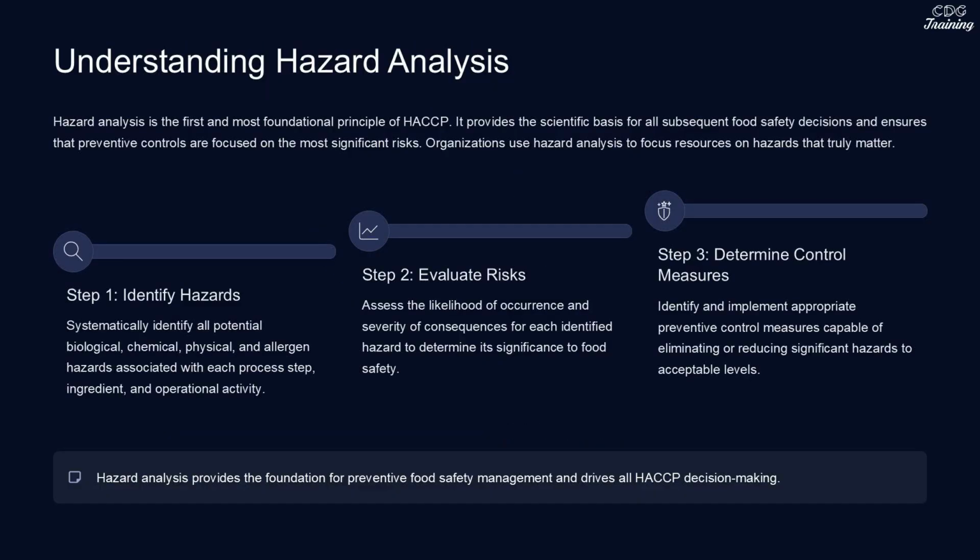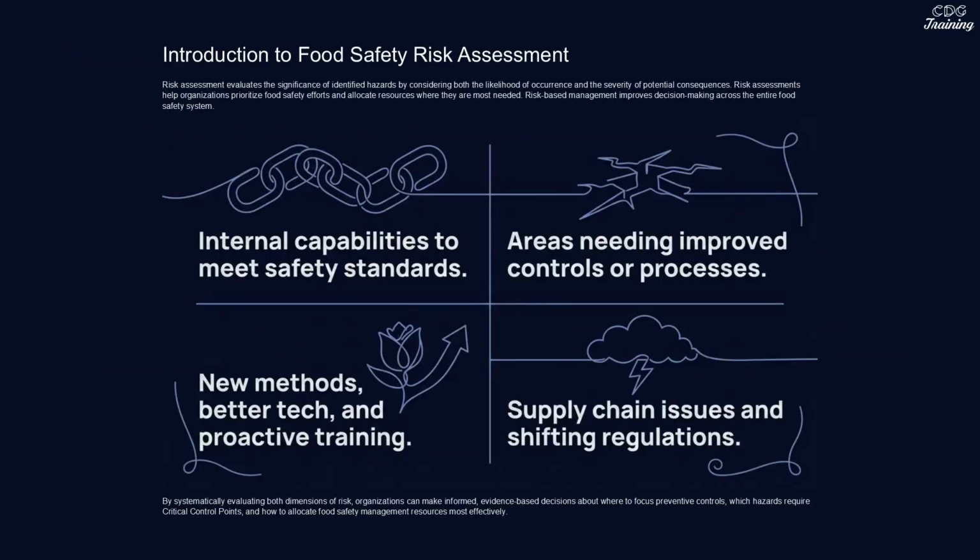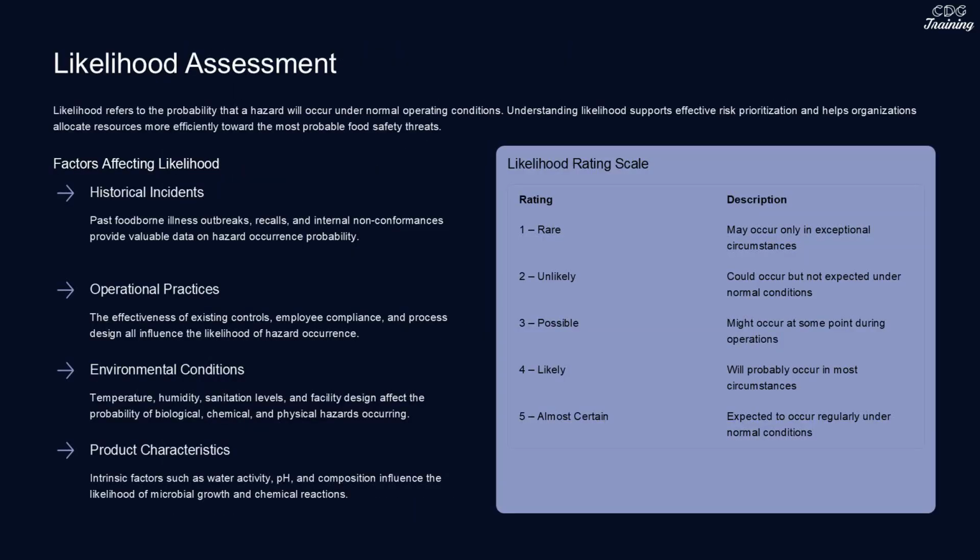Hazard analysis is a foundational principle of HACCP, focusing on identifying, evaluating, and controlling significant food safety hazards. Risk assessment evaluates the significance of identified hazards, guiding decisions on control measures and resource allocation. Likelihood assessment evaluates the probability of hazard occurrence, supporting effective risk prioritization and management.